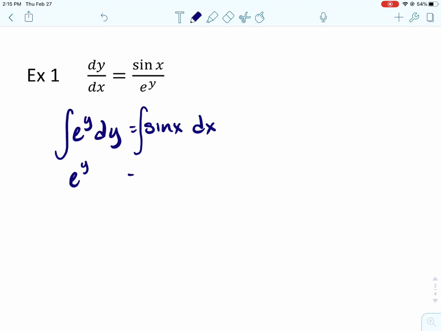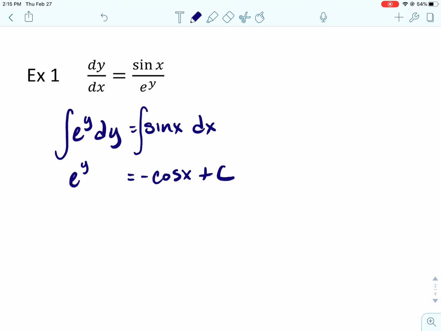I'm going to hold off on my plus c for just a second. I'm going to write it and then, no, I'm not going to write it. We're not going to do the plus c on the left. I'll explain why in just a second. All right, what about the antiderivative of sine of x dx? Negative cosine of x plus c.